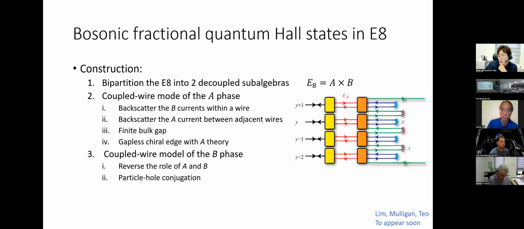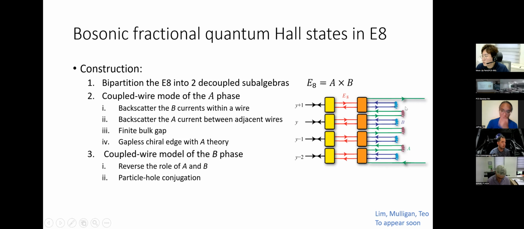So the coupled wire construction is pretty simple. What one has to do is to first do the same thing we have done before, under the U matrix basis transformation, to decompose the electron wires into some E8 sector. And then we're going to separate the E8 sector into the A sector and the B sector and let them backscatter in different directions. So for example, in the A phase, we're going to backscatter the B current within a wire, and the A current is backscattered between wires under a certain commensurate magnetic field.